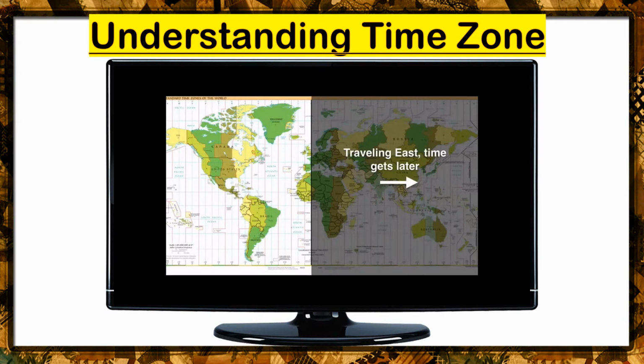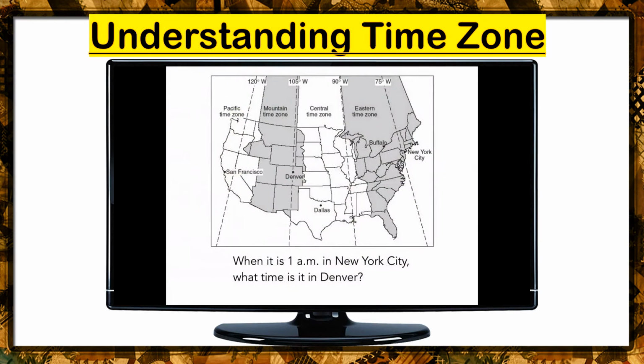This is really a factor in helping us determine how much time is between different areas. Let's take a look at a sample question, somewhat simple. If it's 1 a.m. in New York City, what time is it in Denver? In this particular question, they're giving you a time, 1 a.m., and asking you to look at the lines of longitude given and count backwards.